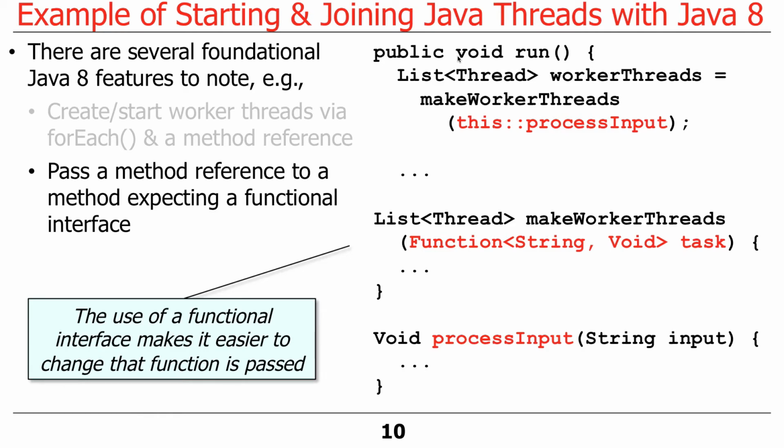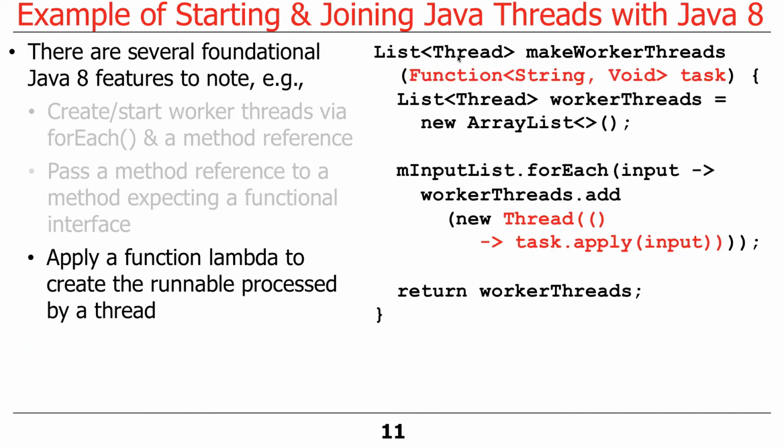We can have multiple threads doing different things, and we can easily change what those things are. So nothing's hard coded. We make that a parameter you can pass in. So in this case, we're using this process input method, but we could have something else, and they can still reuse the factory method and easily parameterize its behavior.